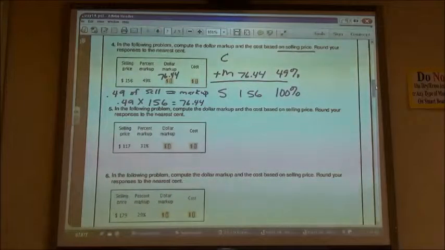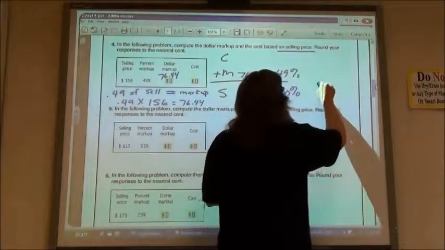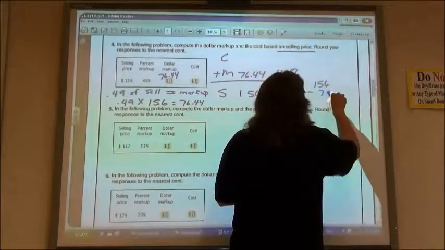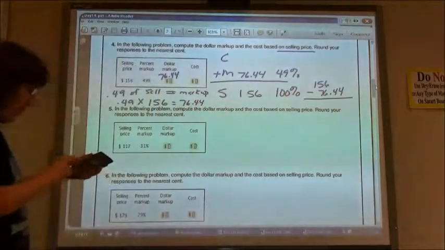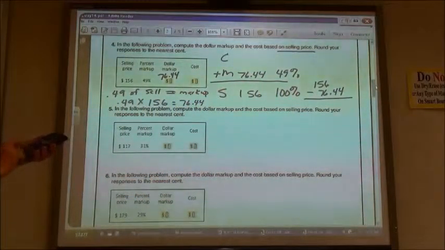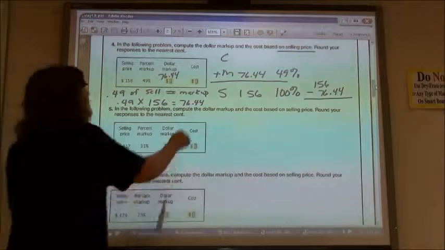And again, the easiest way to find the cost here is just to go ahead and subtract. If I take 156 and I subtract my 76.44, that should give me my cost up there on the top. So 156 minus 76.44 gives me $79.56.